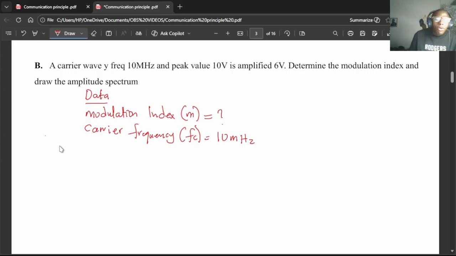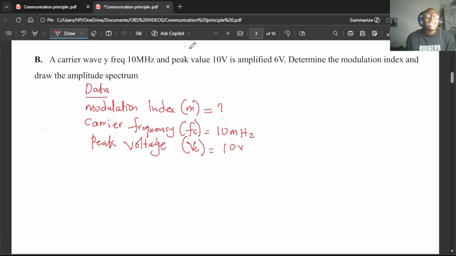So your peak voltage here to be what? Your peak voltage VC is now equal to what? 10 volts. And what is amplified? 6 volts.